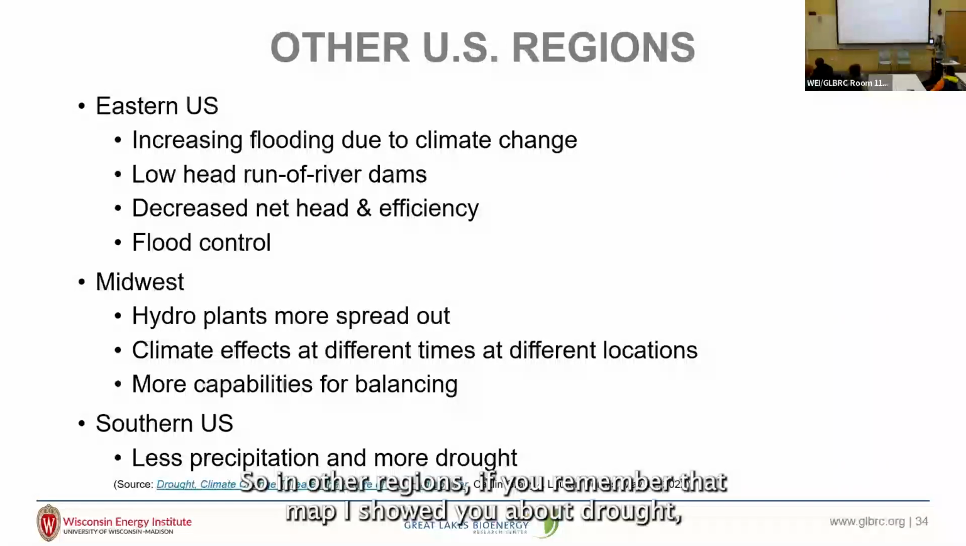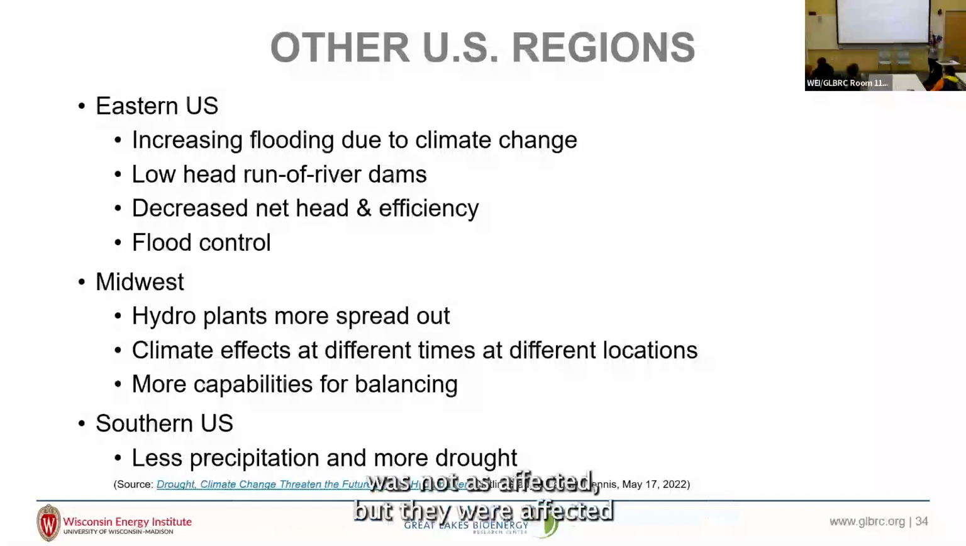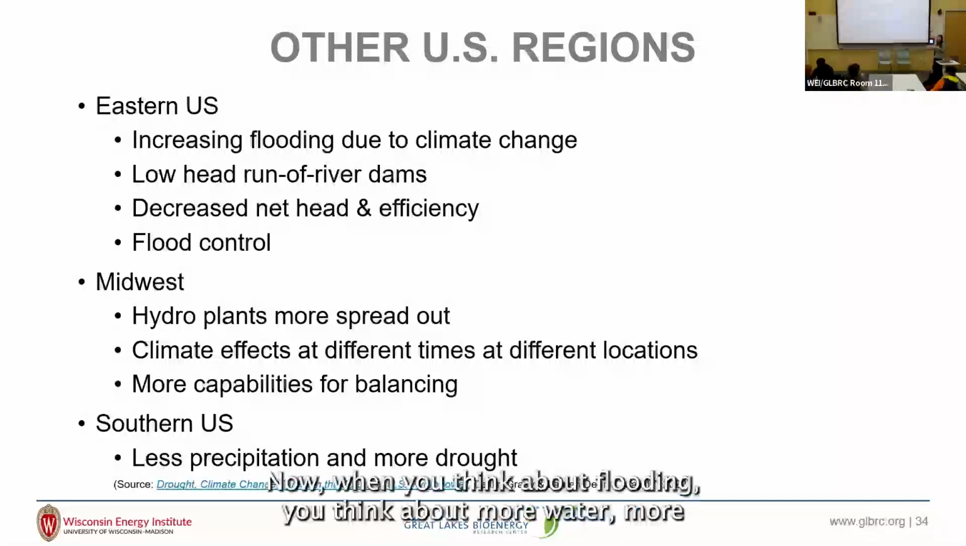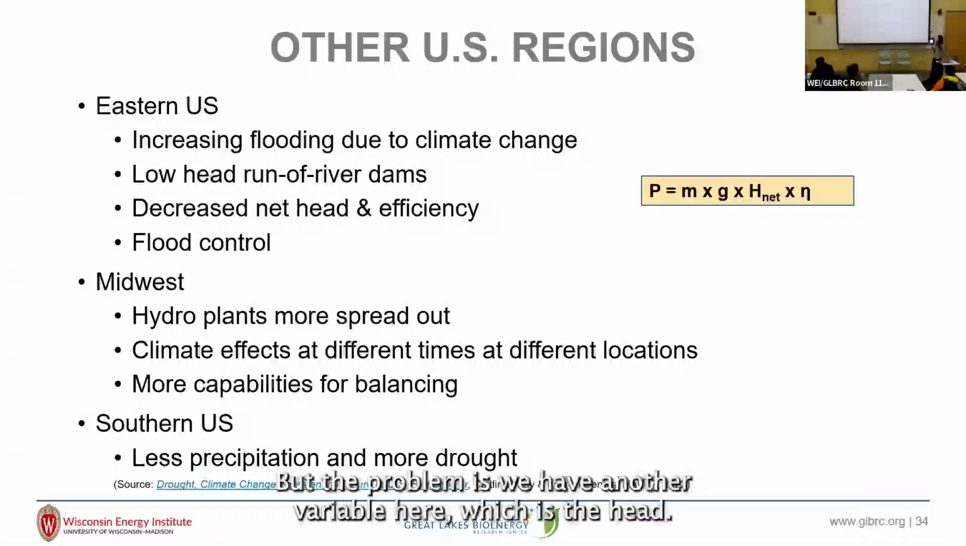So in other regions, if you remember that map I showed you about drought, the Eastern US was not as affected, but they were affected by actually flooding. It's the reverse problem. Now, when you think about flooding, you think about, oh, more water, more volume on this equation, right? But the problem is we have another variable here, which is the head.